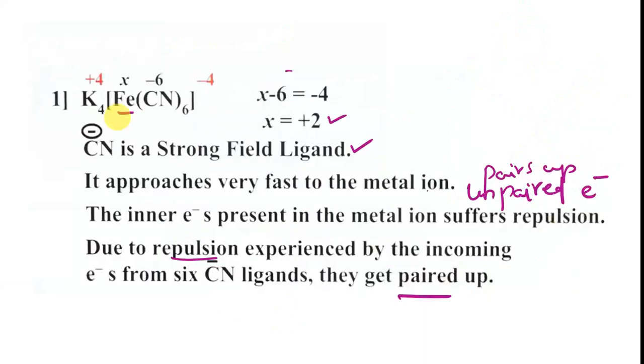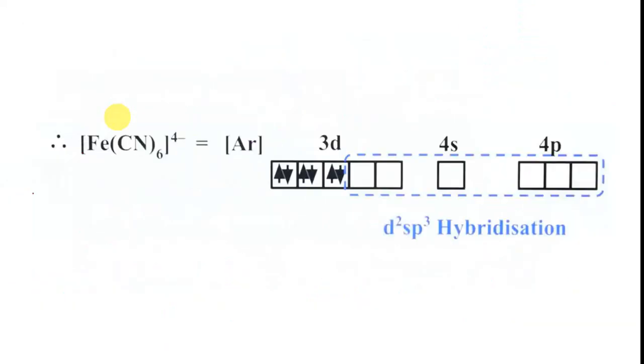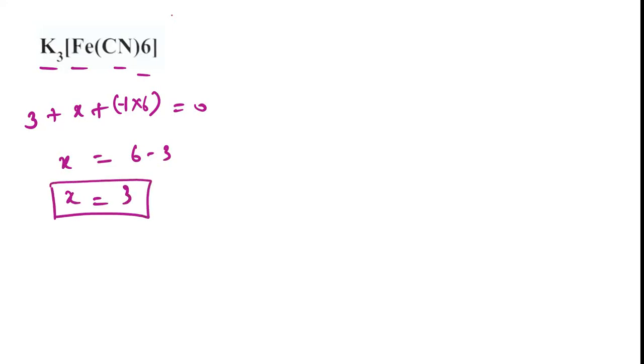So let us work it out for K3Fe(CN)6, or K4Fe(CN)6, right? Shall we work it out for K3Fe(CN)6? Okay, let us go with that. Here, let us find the oxidation number. K is plus, 3 plus, so 3 plus x plus 1 into minus 1 into 6 is equal to 0. So x is equal to 6 minus 3, x is equal to 3. So the oxidation state of iron is plus 3 here.